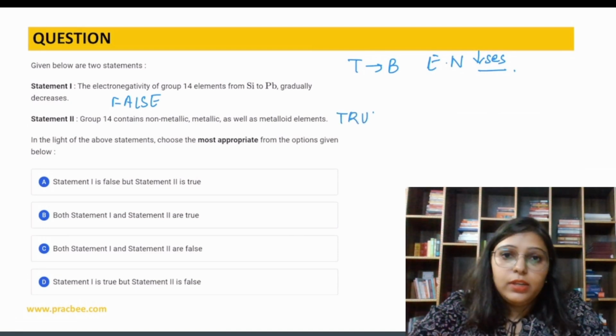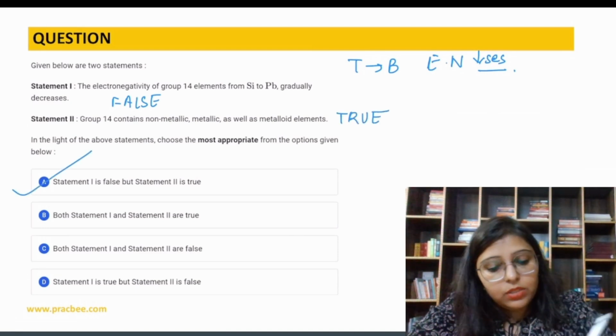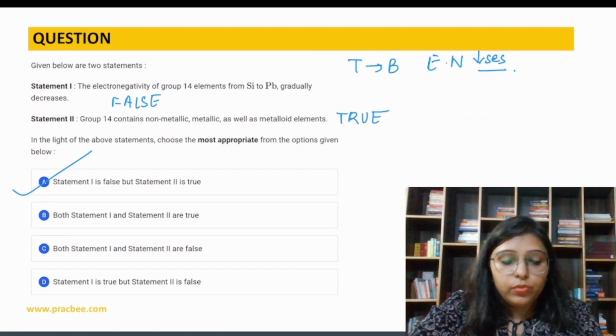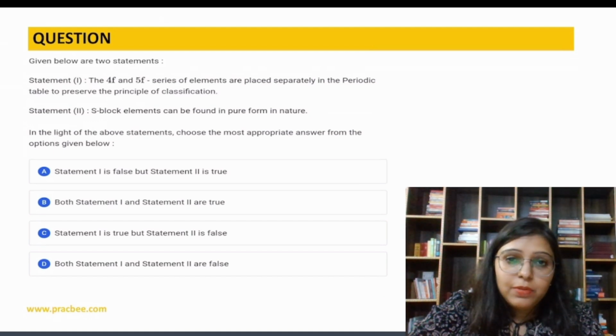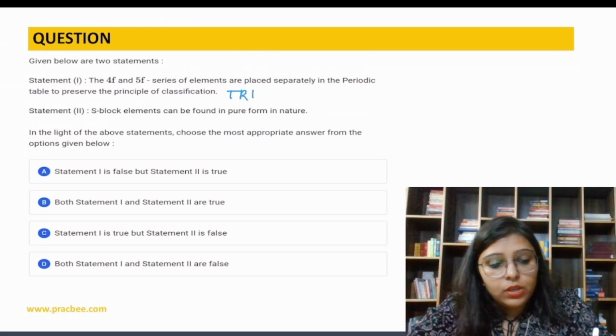Why this is true, already discussed. So it means statement 1 is false and statement 2 is true. Now, next question. Given below are two statements. Statement 1, the 4f and 5f series of elements are placed separately in the periodic table to preserve the principle of classification. It is true, right?